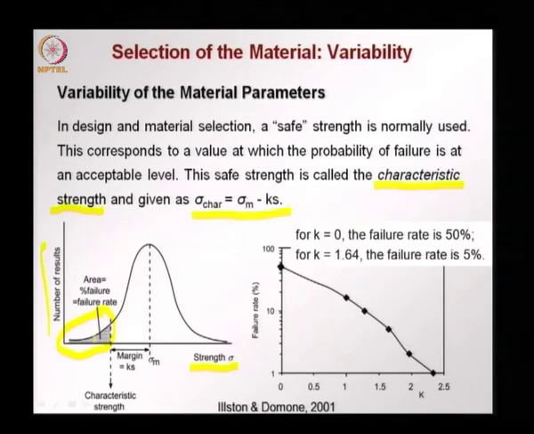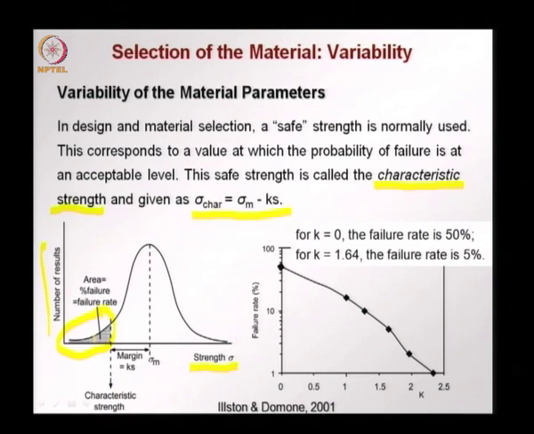You will also see in this distribution that it is not practical to go for a failure rate of 0. That would mean that the strength that we will use in design is so low that we will have very massive structures and the cost will go up very significantly. So, generally in civil engineering we use a failure rate that is acceptable as 5%, and from the graph at the right you see that corresponds to a K value of 1.64.